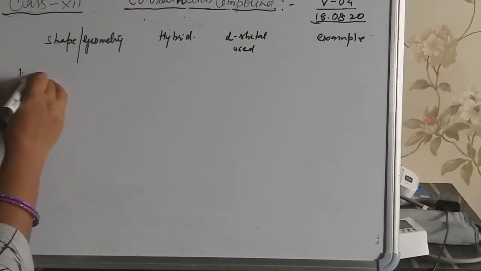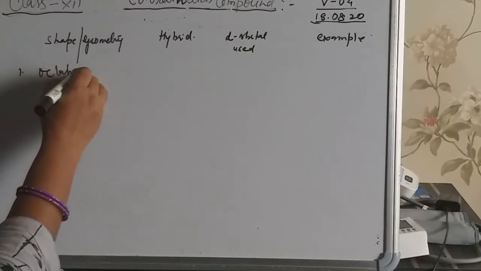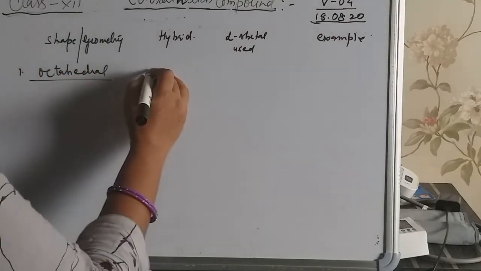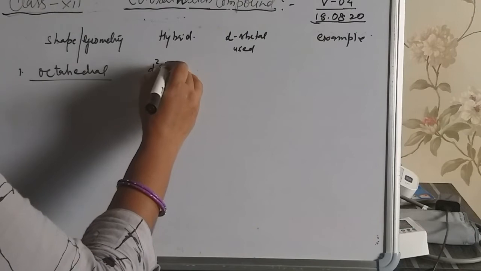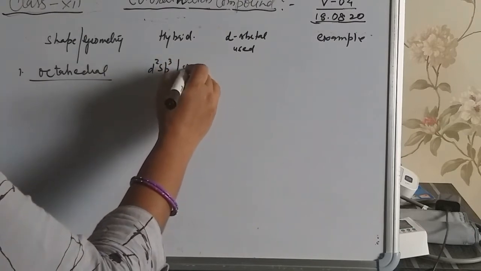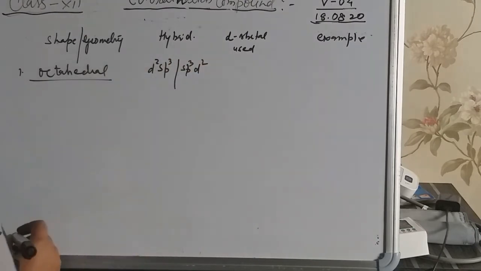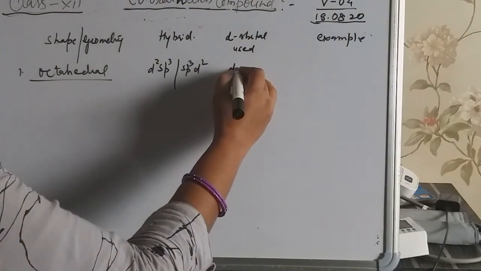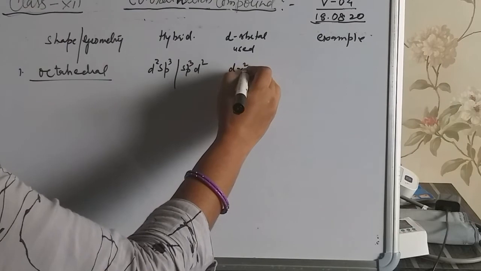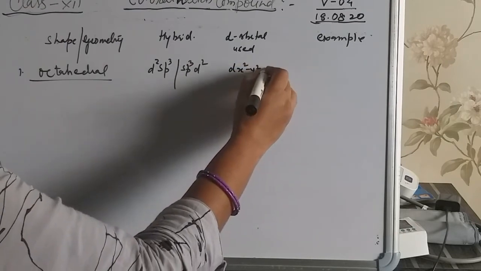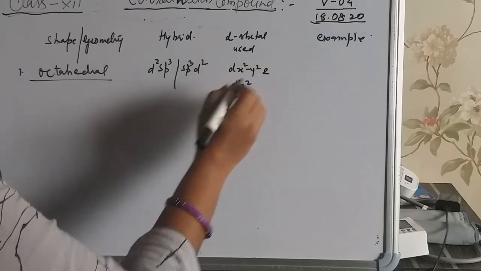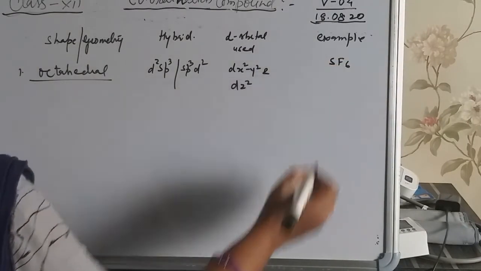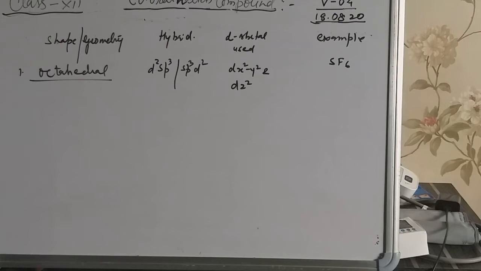Suppose number 1, octahedral. Hybridization may be d2sp3 or sp3d2, and involvement of d orbitals dx square minus y square and dz square, and the example is SF6 because their geometry is octahedral.